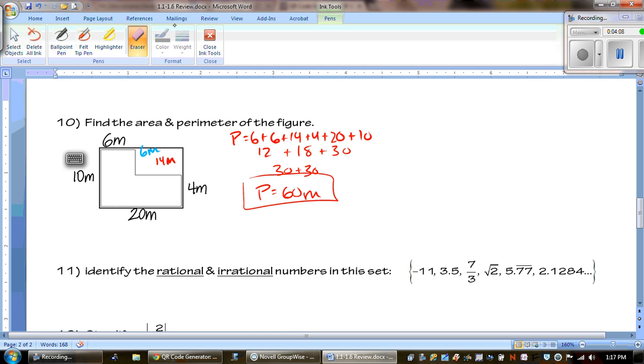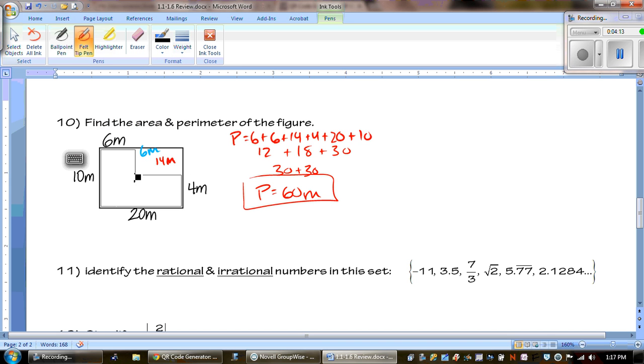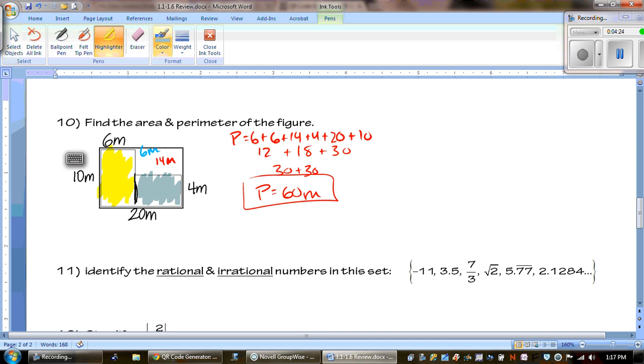Now for area, I would break it down into two shapes. Okay, so here we go. I'm just going to break it off. And then we have our yellow and the blue. So we would take the area of the yellow, which is 6 times 10, and then we would add that with the area of the blue, which is 4 times 14. Okay, so there's our blue, and there's our yellow.